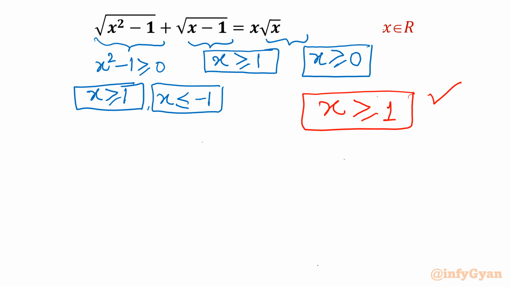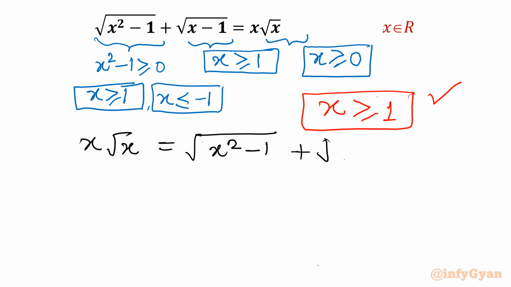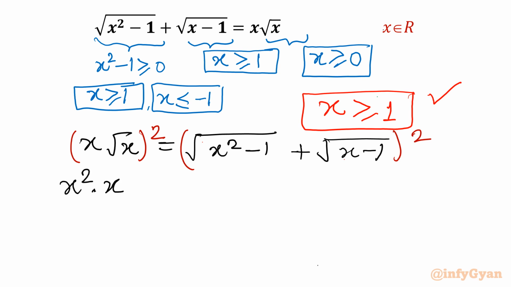Now let us consider our equation. I will write x root x equal to square root of x square minus 1 plus square root of x minus 1. Now I will square both sides. Let's apply the a plus b whole square formula. So left hand side, I will write x square times x: x square is x square, root x square is x, equal to a plus b whole square.